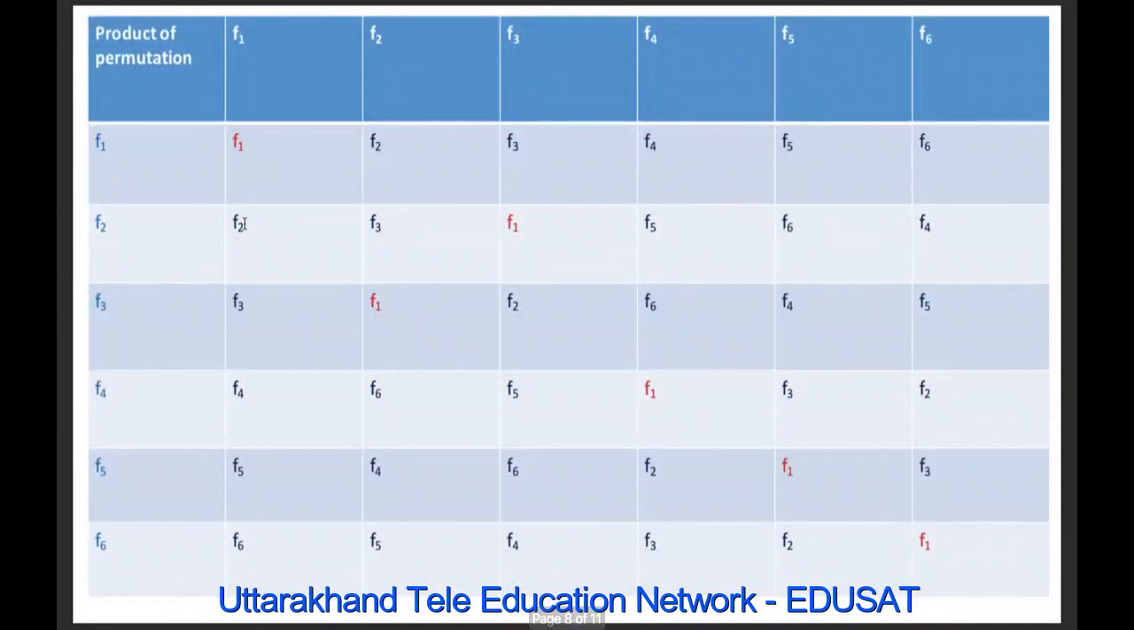So we have seen here inverse of F1 is F1, inverse of F2 is F3, inverse of F3 is F2, inverse of F4 is F4, inverse of F5 is F5, inverse of F6 is F6. So here inverse of F3 is F2 and inverse of F2 is F3 and for other elements the inverse is same.